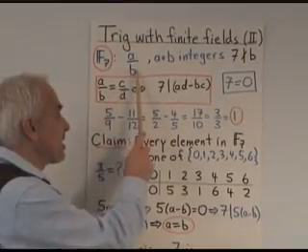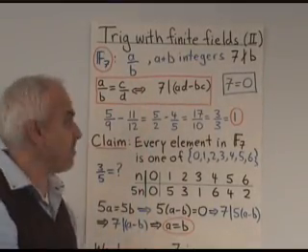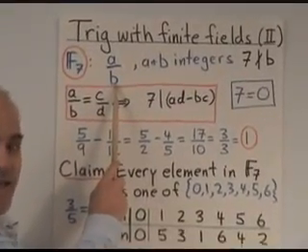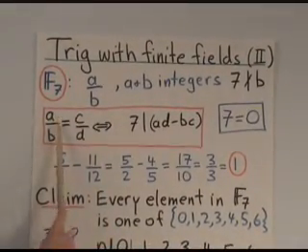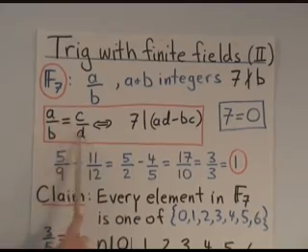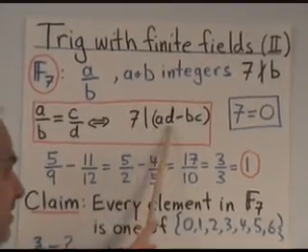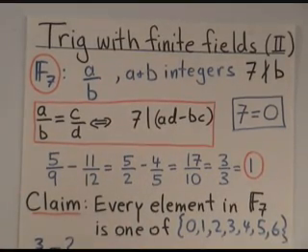So it means that we're still considering things of the form a over b, where a and b are integers, but now b is not divisible by 7. And two fractions are equal when ad minus bc is not equal to 0, but when 7 divides it, when it's a multiple of 7.